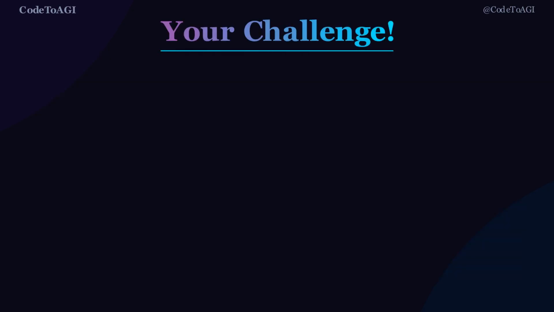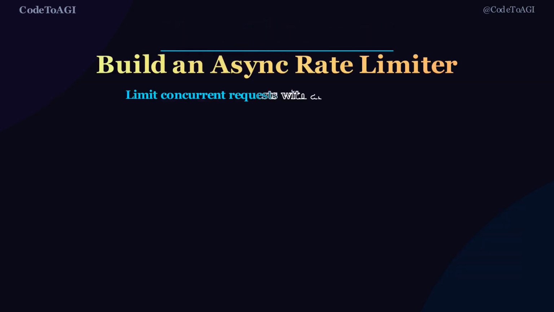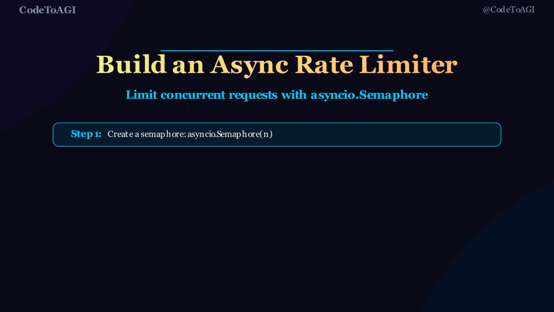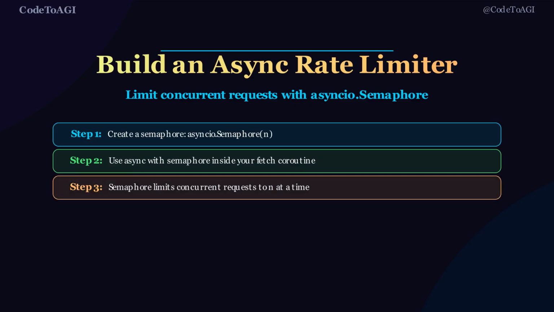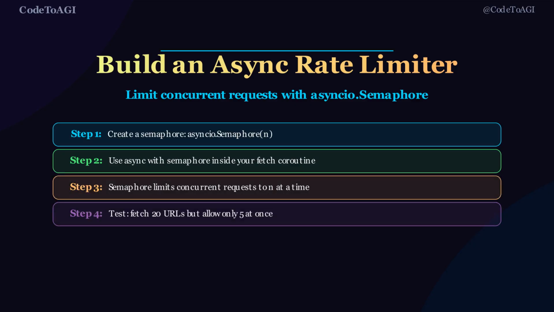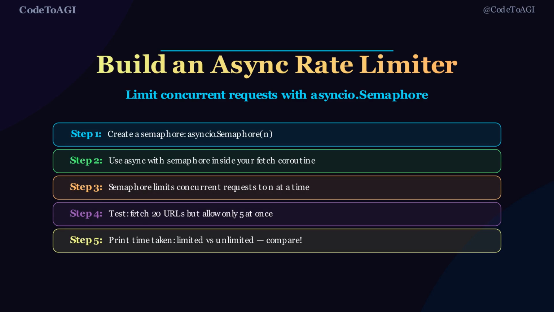Your challenge: build an async rate limiter. Step 1. Create a semaphore with asyncio.Semaphore. Step 2. Use async with semaphore inside your fetch coroutine. Step 3. The semaphore limits concurrent requests to n at a time. Step 4. Test it. Fetch 20 URLs but allow only 5 at once. Step 5. Print how long the limited version takes versus unlimited.